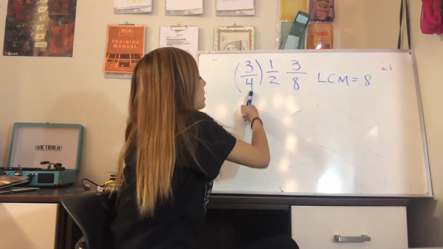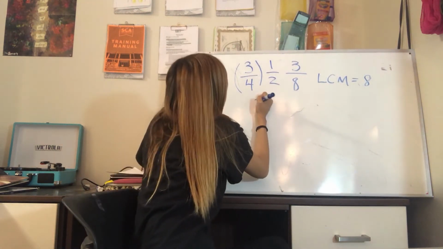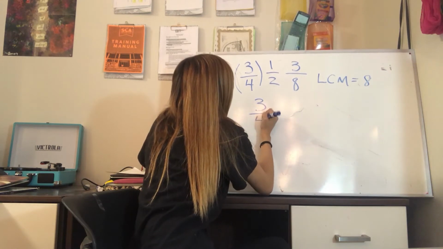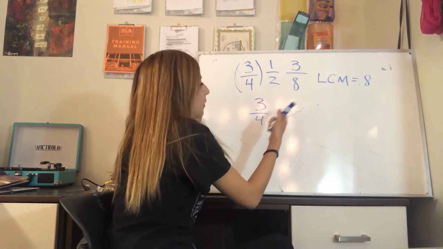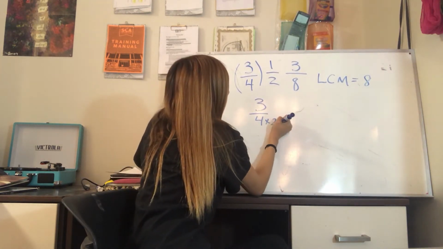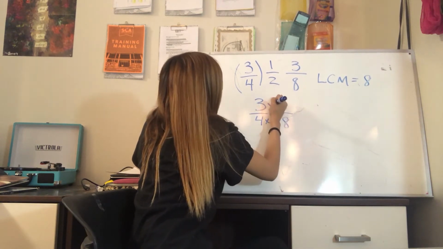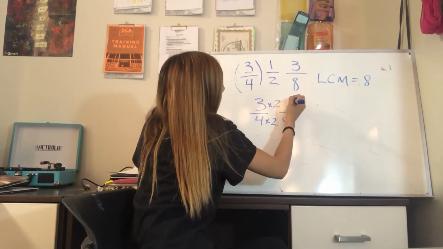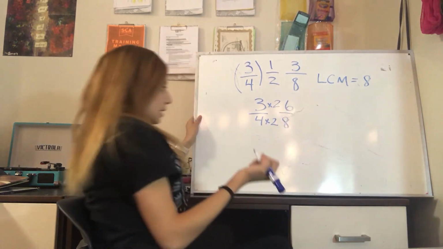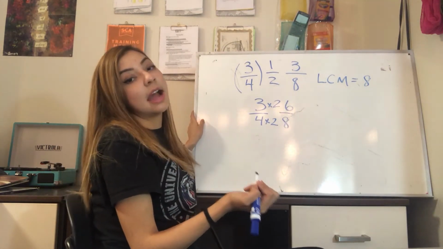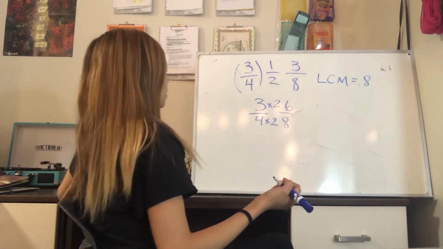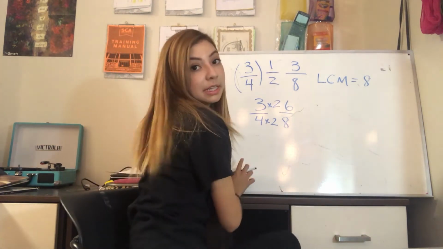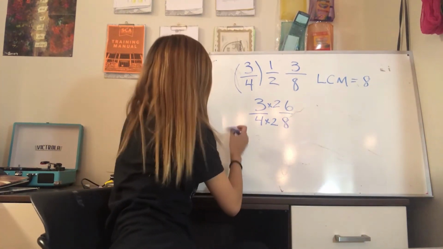And so my new fraction over here would be represented as 3/4. So for the 8, it would be times 2, times 2. This would give me 6/8. So now we know exactly how to draw out the strip diagram. So I'm going to draw my strip diagram right over here.